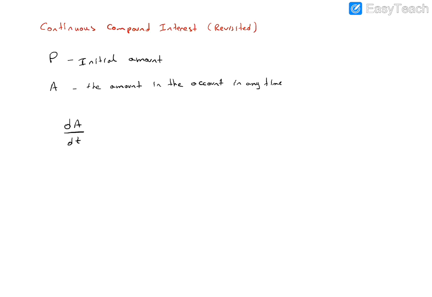Actually, we show this proportion like this. So we have some proportional constant. Let's say this proportional constant is R, so dA/dt equals R times A. And we know that the initial amount is P, so the amount when t equals 0 equals P. This is the initial value. Of course, here A and P are bigger than 0.